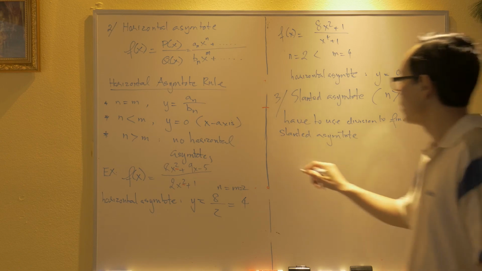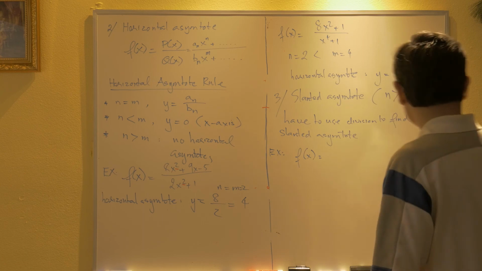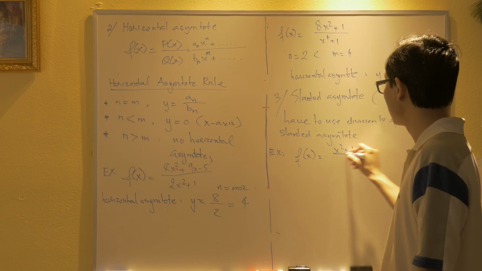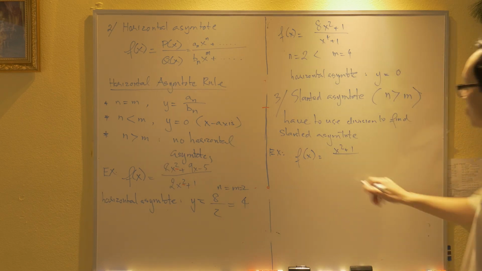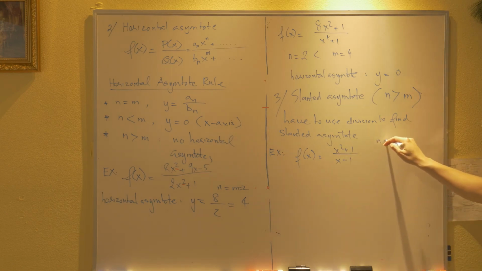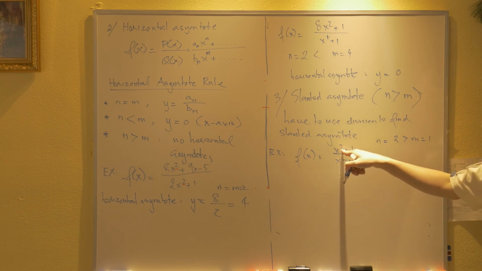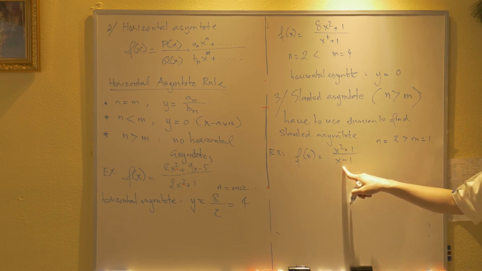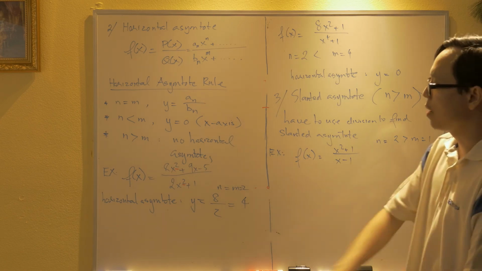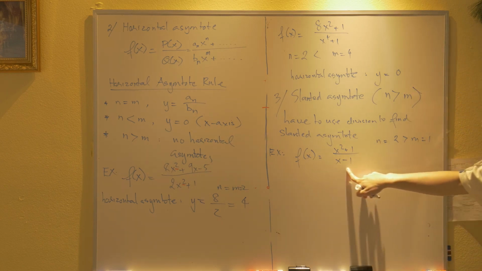What if I have f(x) equal to x squared plus 1 over x minus 1. So you see over here n is 2, right? It's greater than m is 1. So the highest exponent on the top is greater than the highest exponent at the bottom. So we know that there's a slanted asymptote. There's no horizontal asymptote. But we also have a vertical asymptote over here. Again, the vertical asymptote will be x equal to 1.